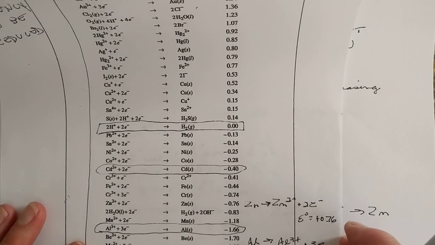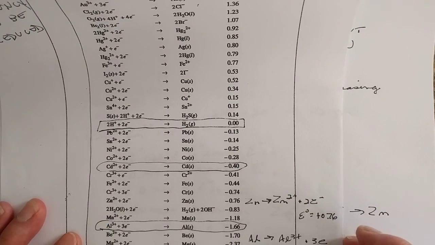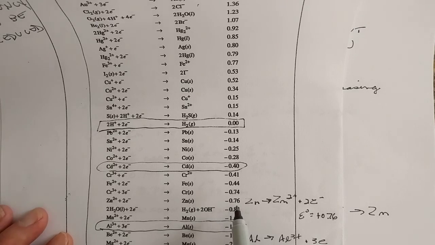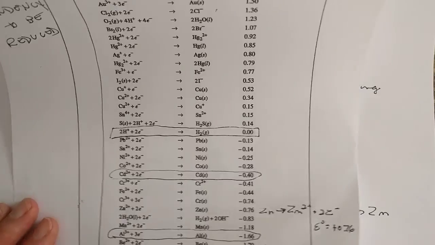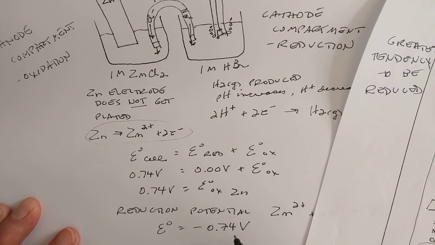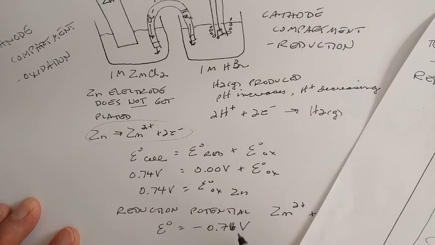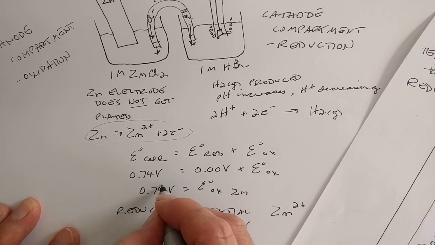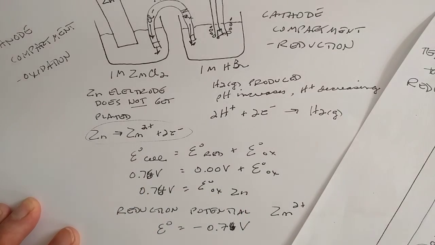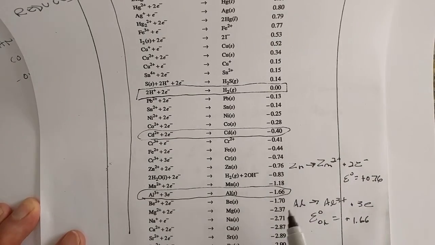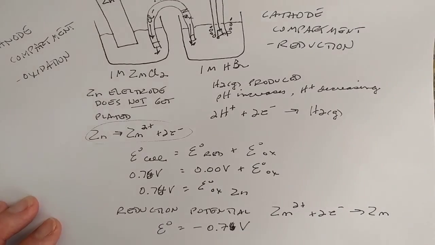And if we look on our chart for zinc, let's see, where is zinc? Oh, there it is. Negative 0.76. Oops, did I put 74? I don't know why I wrote 4. That's 6. It said 6 up there. 0.76. But that's where this number comes from. We compare the reduction to the standard hydrogen electrode.